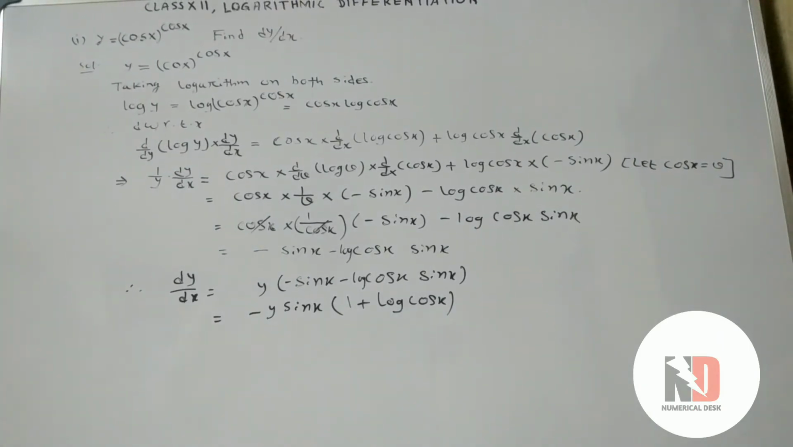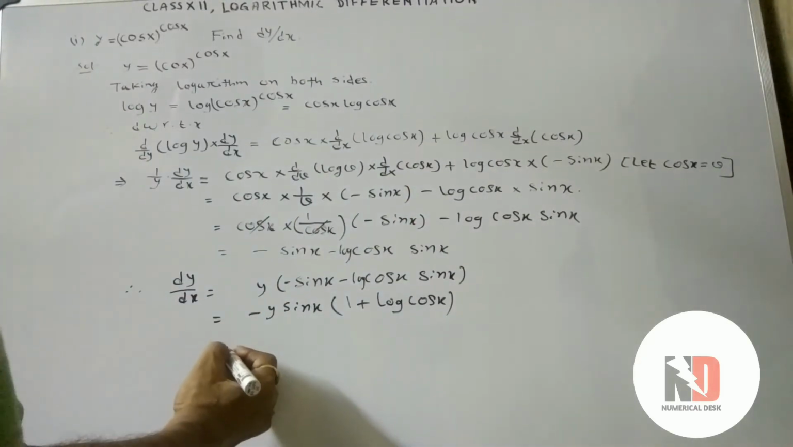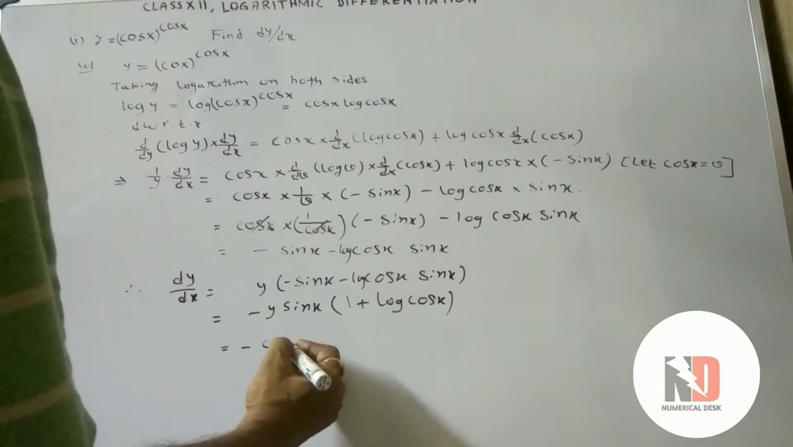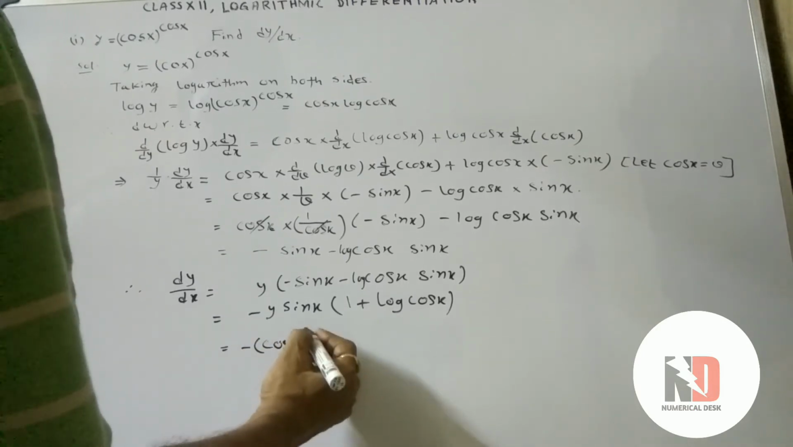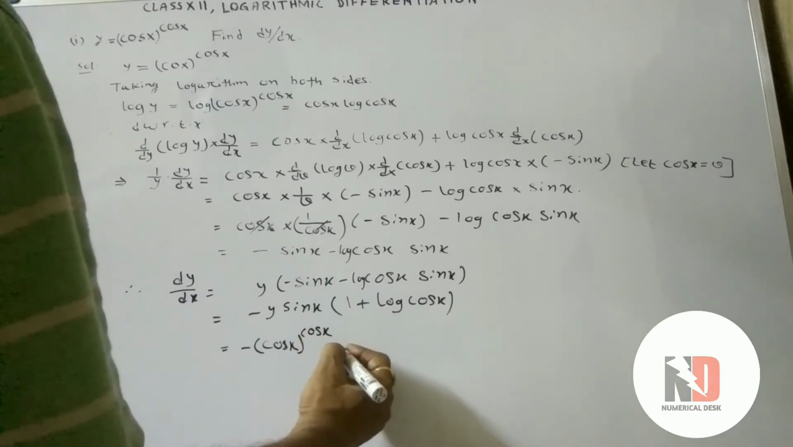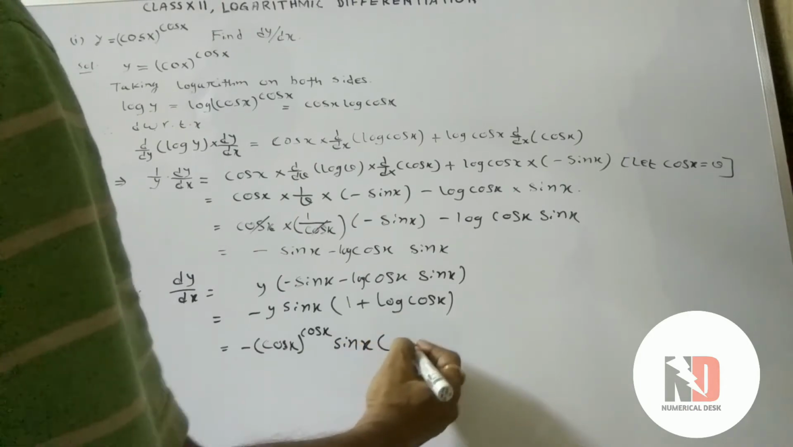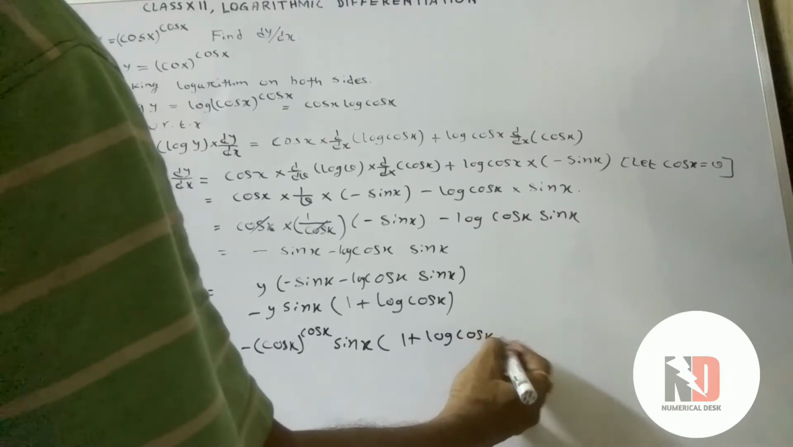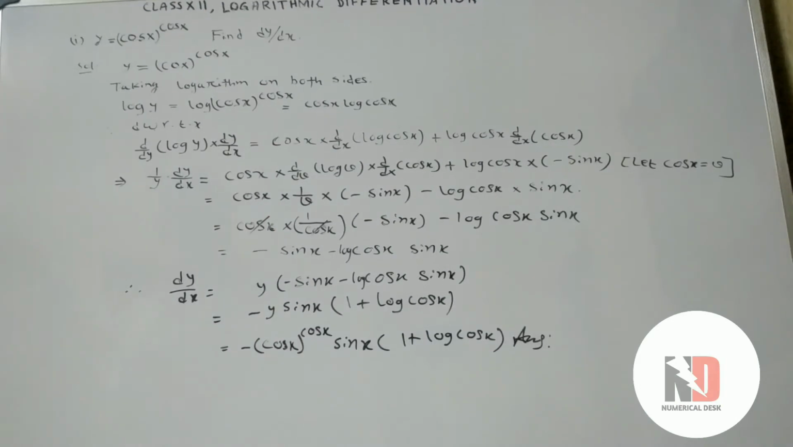So now, putting the value of y from above, because y is given above, we get minus cos x whole to the power cos x in place of y, and it is log cos x. I think this is the answer. I hope you have understood this sum.